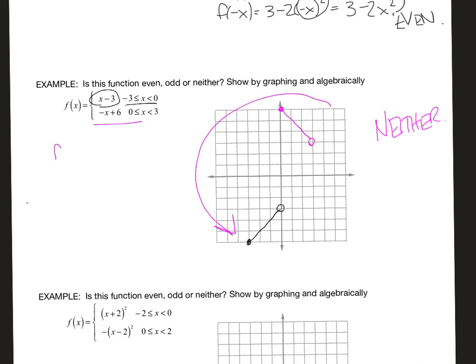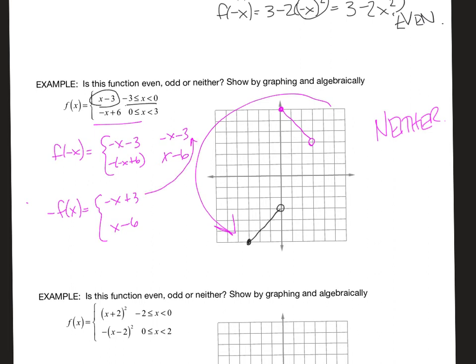So let's do f of negative x. So I get negative x minus 3, and then negative x plus 6. So negative x minus 3 and x minus 6, which is not the original, so not even. Next, let's do the opposite of the original. So this would make this negative x plus 3, and the bottom one, x minus 6, which is, the bottom one is, but check it out, the top one is not. Okay, so again, they both have to work.